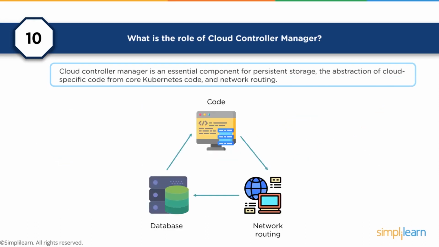So what is the role of the cloud controller manager within this environment? And so the role of the cloud controller manager is really to help manage persistent storage. And so persistent storage is storage that's either local storage to the physical machine, such as an SSD or hard drive, or cloud-based storage. And this allows the storage to be shared across the entire network.